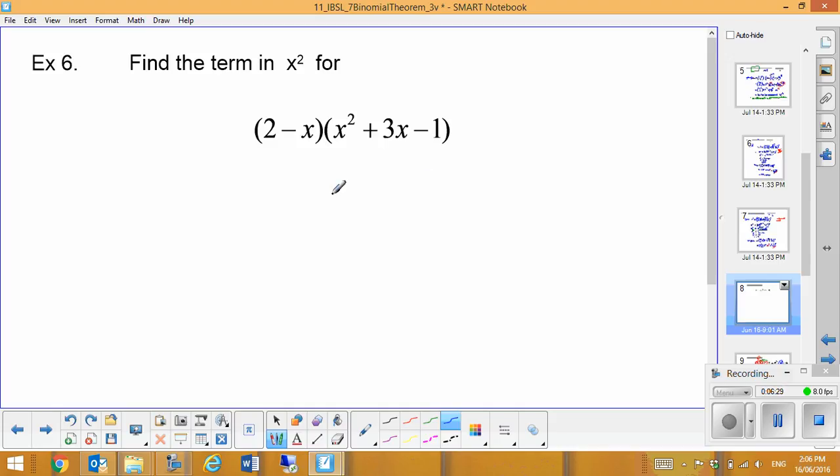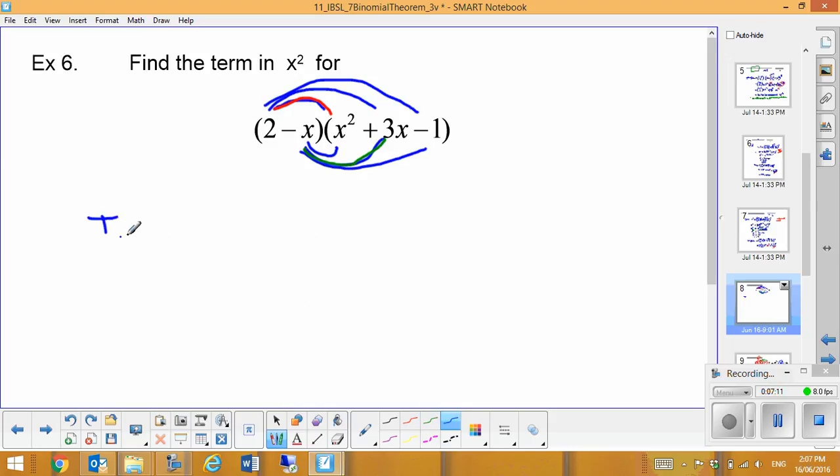So if I want to find a term in x squared, we can see that we could make x squared, because remember, when you do all this multiplying, you multiply everything by everything. If we want to think where do I get an x squared made, that's going to happen when I go 2 times x squared, which makes an x squared term. And the other one is when I go minus x here times 3x. That will also make a term that involves x squared.